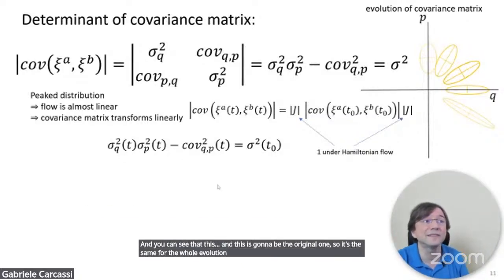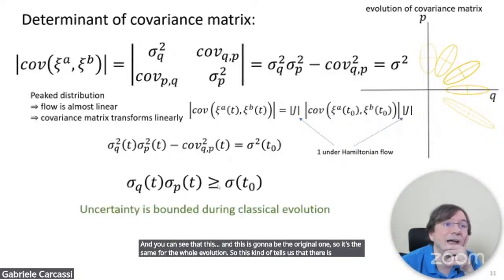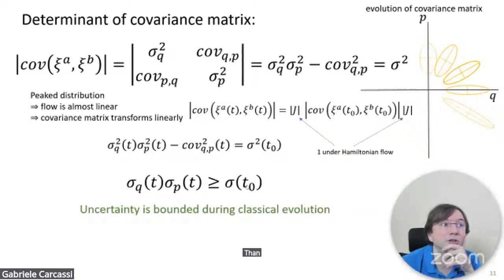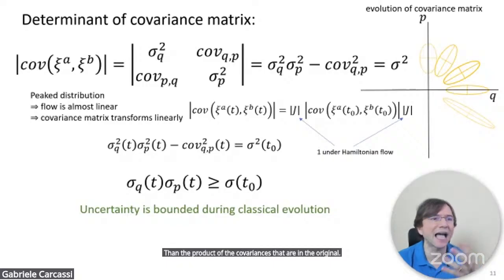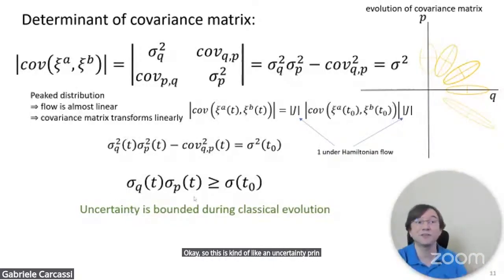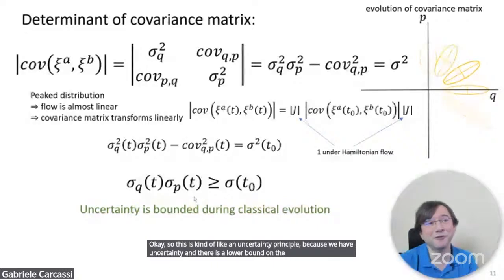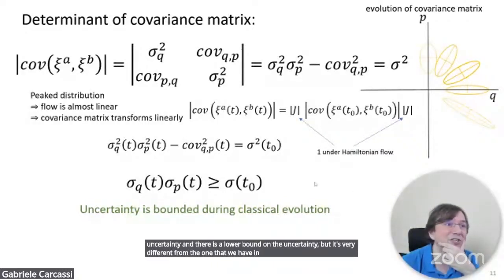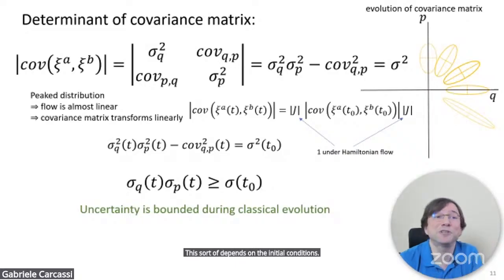So this tells us that there is some type of bound on the uncertainty, because if we have this original uncertainty, the covariance can only be positive. And so this number, sigma q sigma p, can only be greater than or equal to the product of the covariances that are in the original. Okay, so this is kind of like an uncertainty principle, because we have an uncertainty and there is a lower bound on it, but it's very different from the one that we have in quantum mechanics, because this depends on the initial conditions. And so can we do something better?